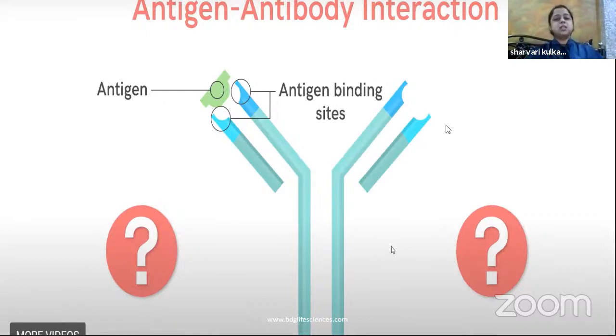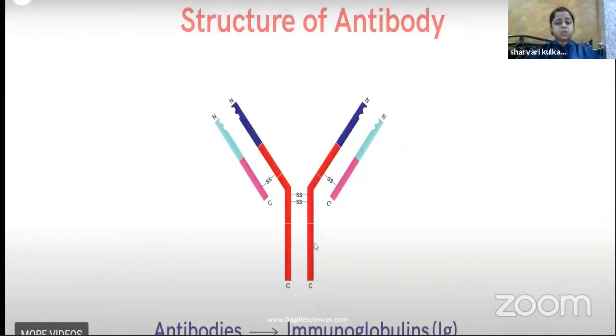So this is a typical antigen-antibody interaction. This is the antigen. These are antigen binding sites on the antibody. Each antigen, you can see here, is like a lock and key. So antigen is specific to the antigen binding site of the antibody. This is the structure of an antibody. We have two light chains and two heavy chains. As you can see here, two light chains, two heavy chains.